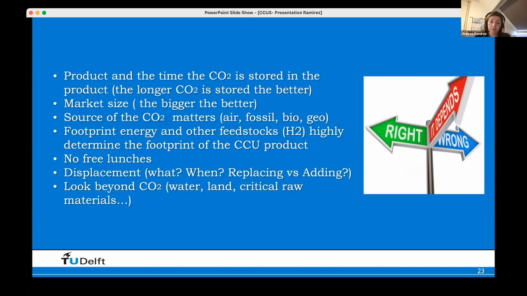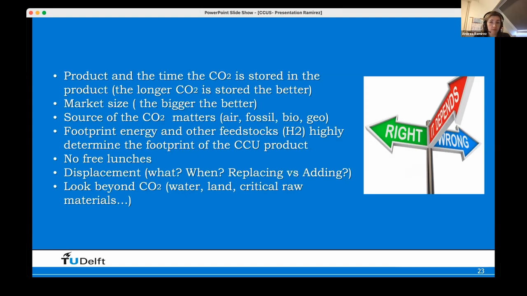The footprint of the energy, so electricity, heat, and hydrogen, determines at a large scale the footprint of the CCU products. So if you are going to have CO2 utilization products and you are just going to use fossil-based energy, it's not going to take us to a place where we need to be. So these technologies highly rely on us having energy and hydrogen with a low carbon footprint, which I think was a point made before by Colin.